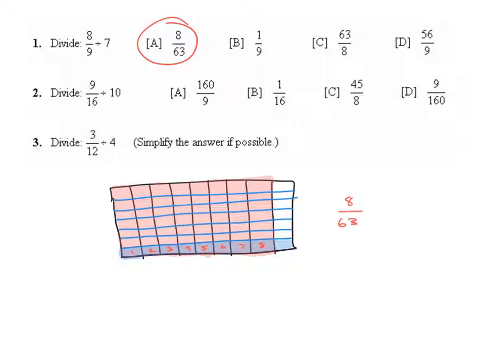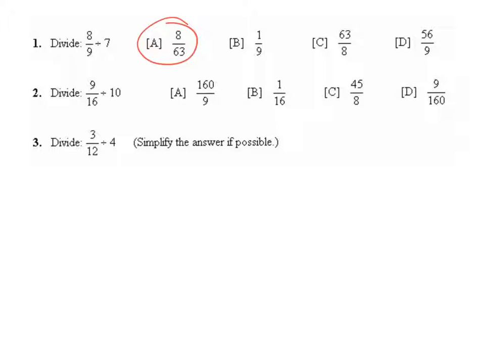And even though this model looks like a multiplication problem, 8/9 times 1/7, it really is our 8/9, which were in red, divided into 7 parts each. And then we only wanted 1/7 of each one. So we counted up the parts that we cared about. There were only 8 of them, and those parts were no longer ninths. Those parts became 63rds.